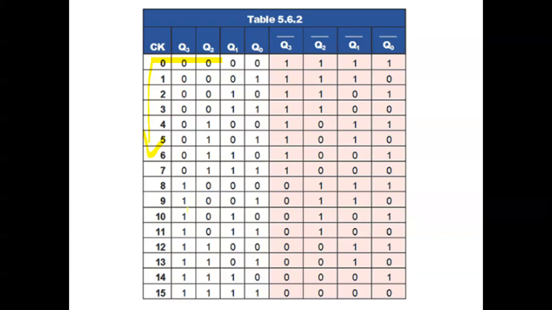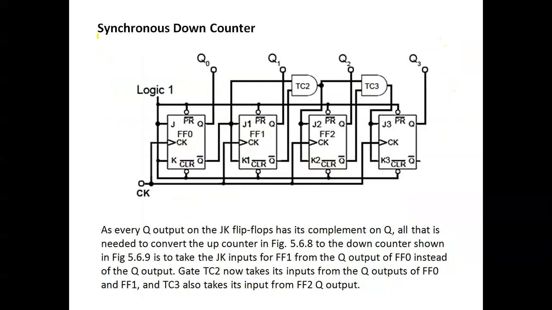Down counter means the count starts from the maximum value and goes towards the low value. Up counter moves towards a big value, and down counter moves towards a low value. That is the down counter. So this one is a synchronous down counter.